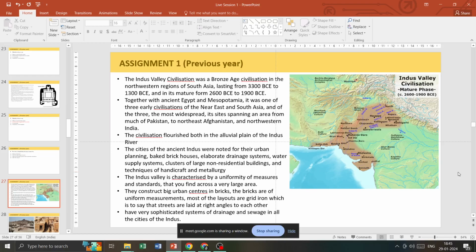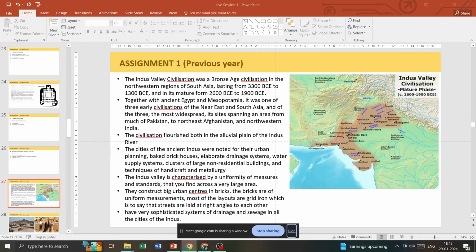The Indus Valley is characterized by a uniformity of measures and standards also, and you can find the uniformity of measures and standards across very large areas. They used to construct big urban centers in bricks, and bricks were of uniform measurements. Most of their layouts were gridiron, which is to say that streets are laid at right angles to each other. And they also had very sophisticated systems of drainage and sewage in all the cities of the Indus.